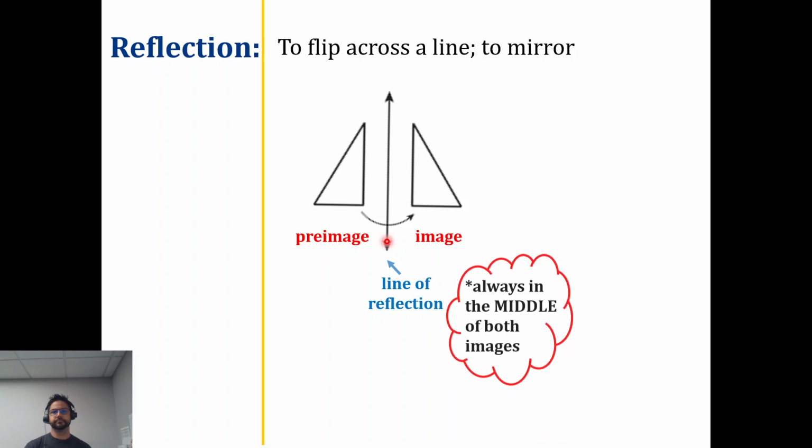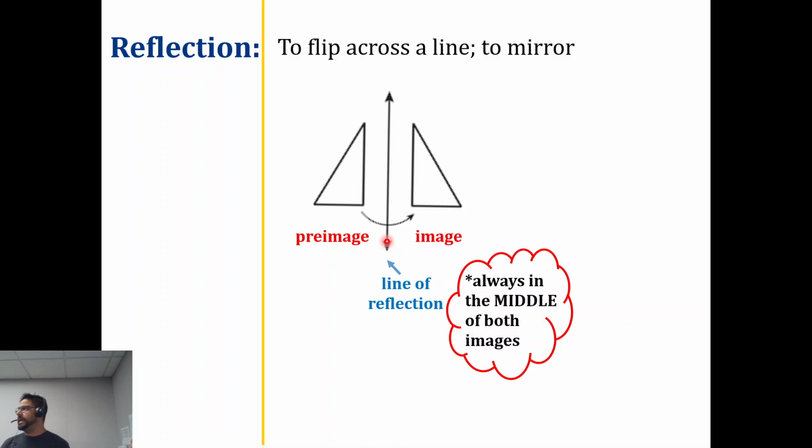I like to say it is equally spaced or balanced, or as it says there, it's always in the middle. That means the distance is equal. When you're counting your boxes from the highlighter to the pre-image and from the highlighter to the image, it'll be the same amount of boxes. So maybe 2 boxes on each side, maybe 3 boxes on each side.